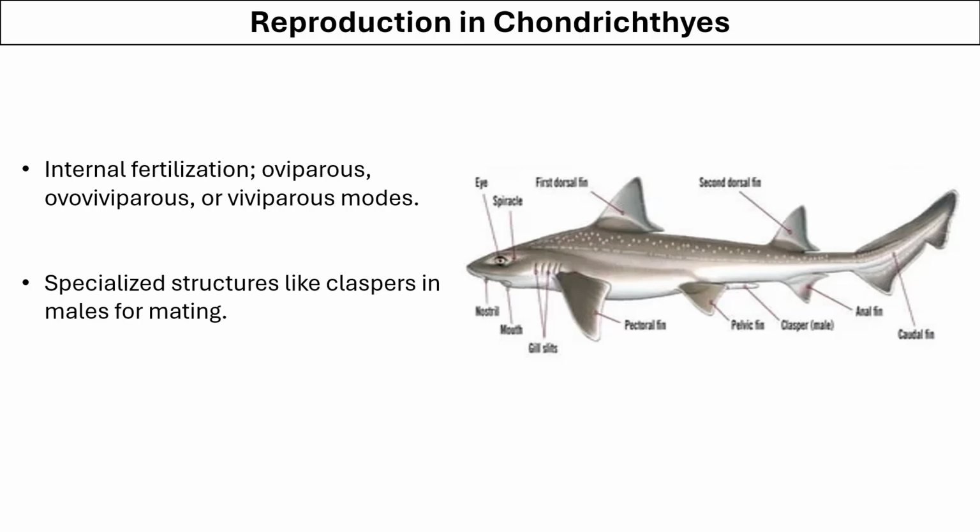In these kinds of fishes, the fertilization does not happen outside in water, but it is internal fertilization. After fertilization, they can either lay eggs that hatch outside the body of the mother, which are called oviparous animals. They can be ovoviviparous, which means that they produce eggs, but the eggs hatch inside the body of the mother. Or they can be viviparous, which means they produce live young ones. The male animal possesses a specialized structure called claspers, which help them in holding to their partner during mating.